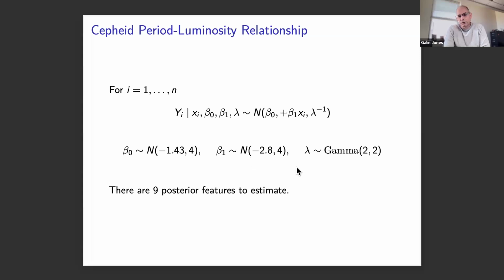Now notice that it's simple linear regression, but I have two regression parameters, beta naught and beta 1, and the variance. So that means overall, I need 9 posterior features, a mean and 2 quantiles for each one. So even in a very simple problem, you quickly get a fair number of features to estimate.